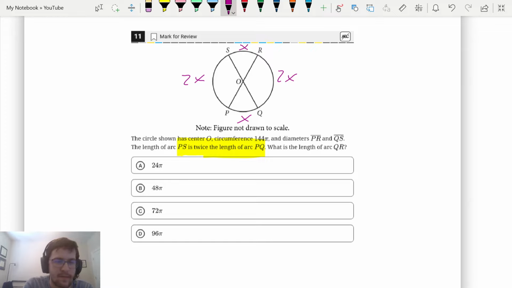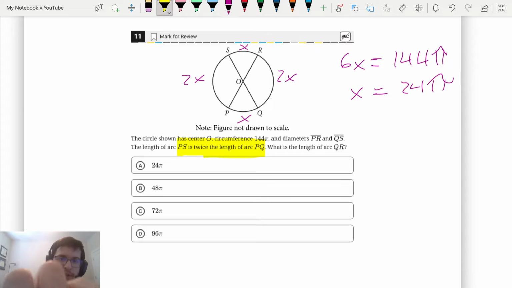If you add all those up, you get 6x, and that will be equal to the circumference, which is the total perimeter, the total arc length, and that is 144 pi. Now, if you divide both sides by 6, you get x equals 24 pi. And now it wants you to find QR. So always make sure you're answering the question at the end. A lot of people would have just put A and moved on.